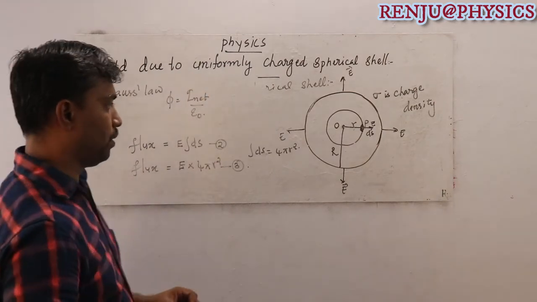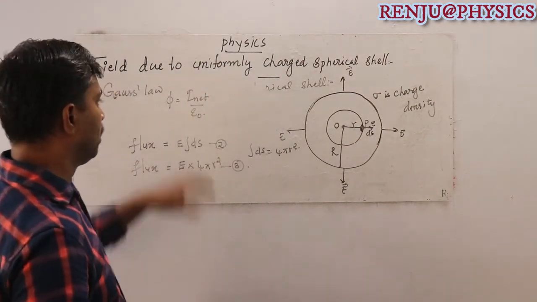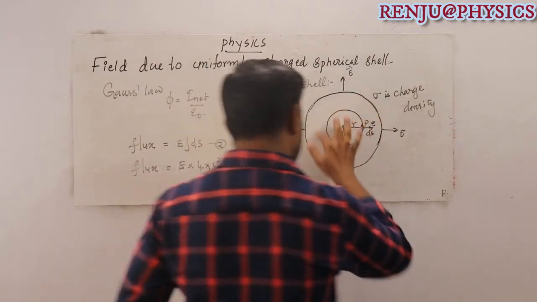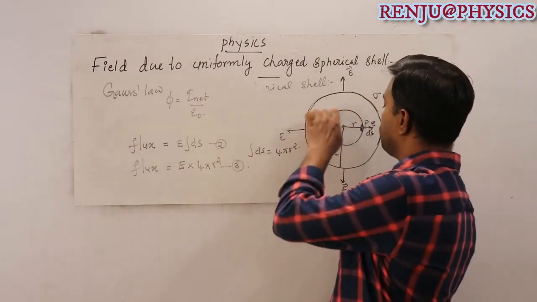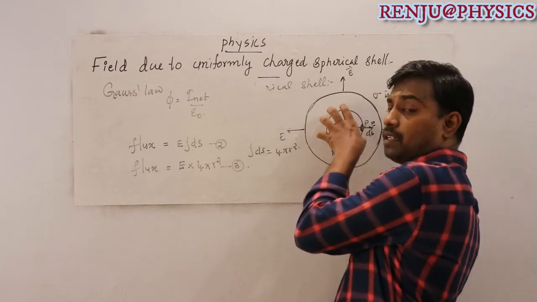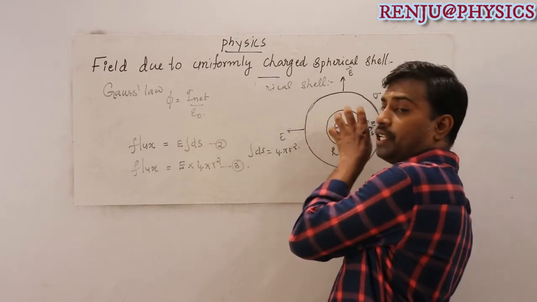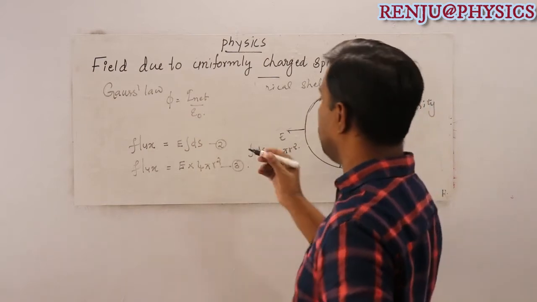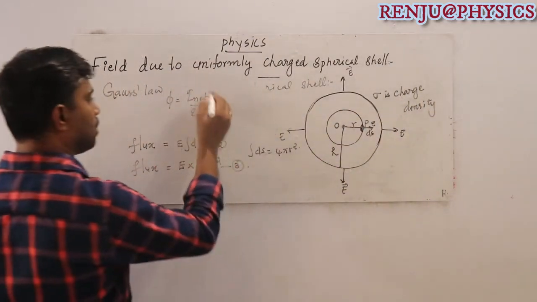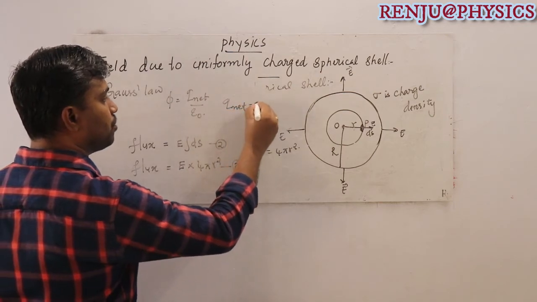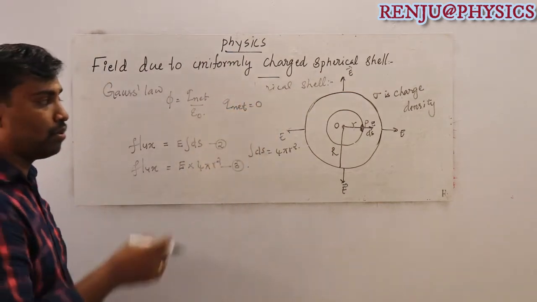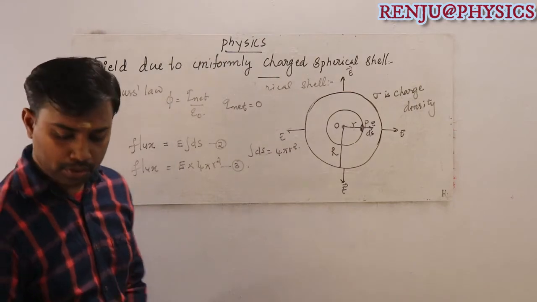Q net by epsilon 0. Here, the Gaussian surface does not enclose any charge. The Gaussian surface is inside the spherical shell, so it does not enclose any charge. So the net charge enclosed by the Gaussian surface, Q net, is 0.